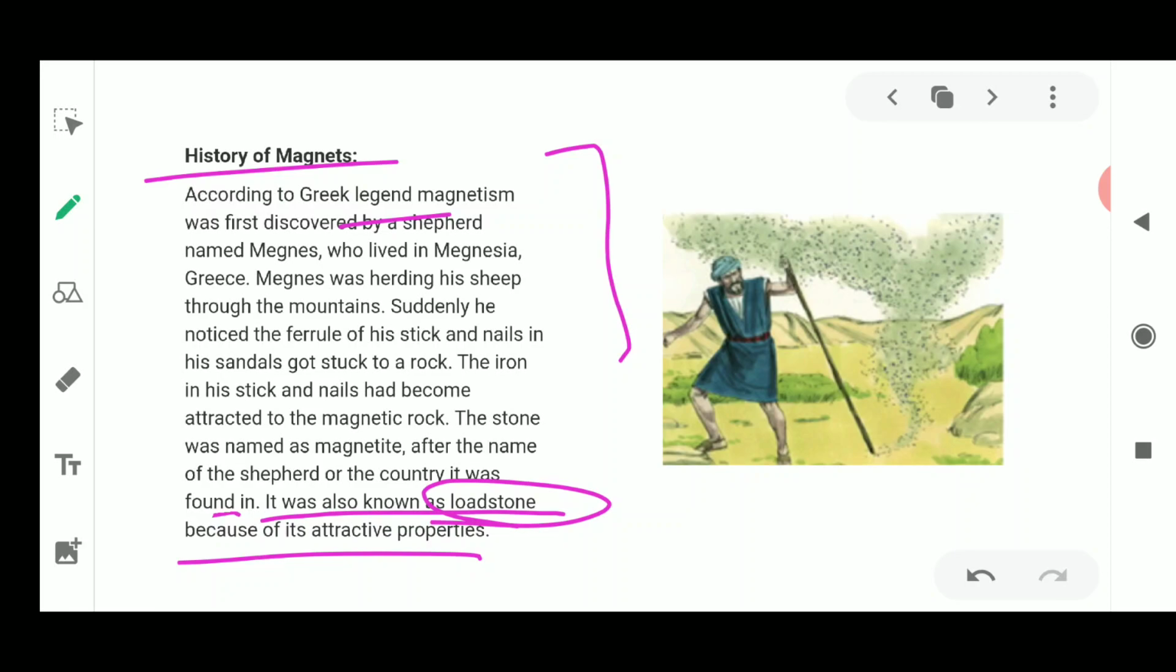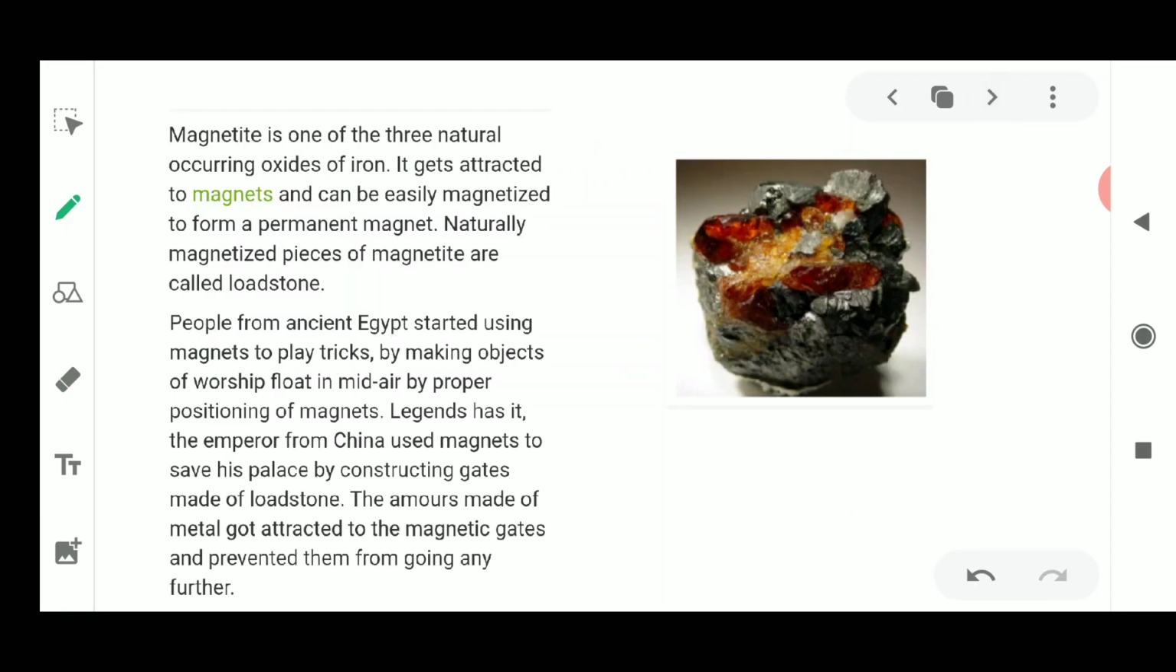So he found that there was some load. Even this shepherd found that there was some load tied on his sandals, because of which he was not able to move properly. But later on, it was nothing but the property of magnetism which was attracting the iron nails and the iron object present in his stick towards that stone. So this was the story about magnetism.